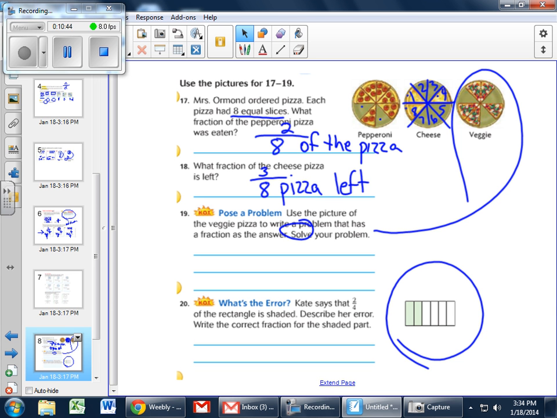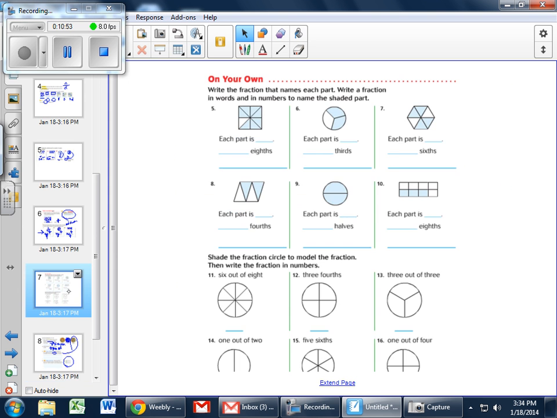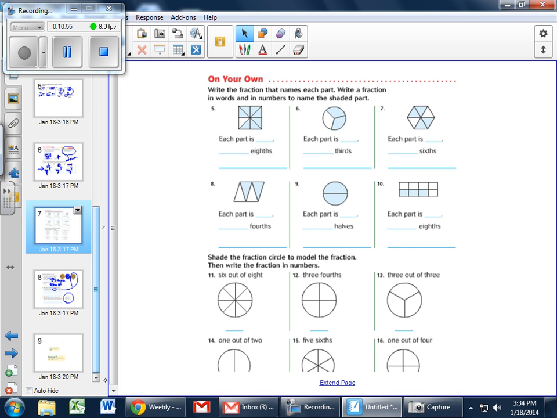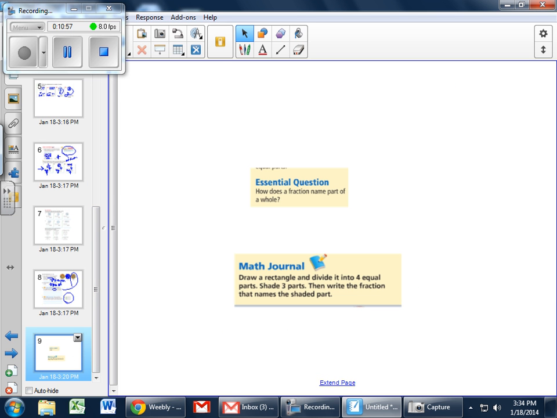Okay, so at this point, I want you to finish page 322 on those last ones that I went really fast through. Go back and do page 321. You're on your own page. And then hit your journal. Your essential question: how does a fraction name part of a whole? And then your journal question: draw a rectangle and divide it into 4 equal parts. Shade 3 parts. Then write the fraction that names the shaded part. Pretty easy today.